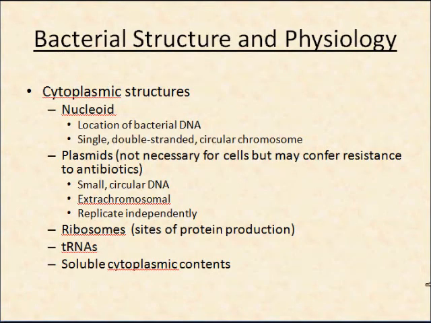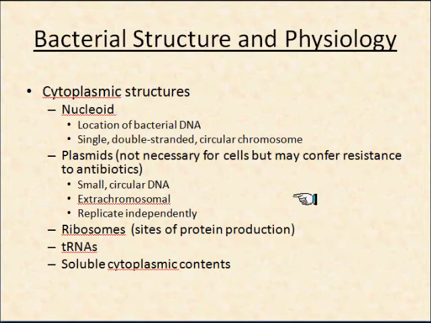Once we look inside the cell, we have some cytoplasmic structures. Now, not as complex as the eukaryotic cells. We've already talked about all of their organelles. But we have a zone where the genetic material is, and it's just referred to as the nucleoid. So instead of a nucleus, we have this nucleoid, a location of the bacterial DNA. What we see is generally a single double-stranded circular chromosome. It doesn't have proteins on it or other things that bind it up in the same way that eukaryotic DNA is. So it's much simpler.